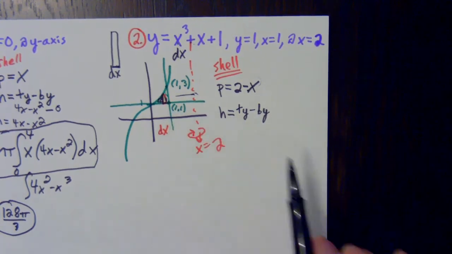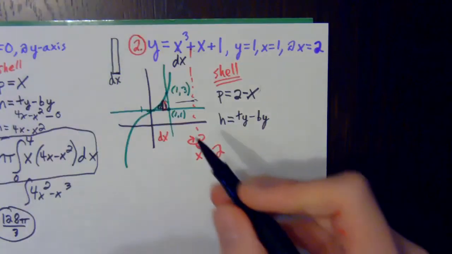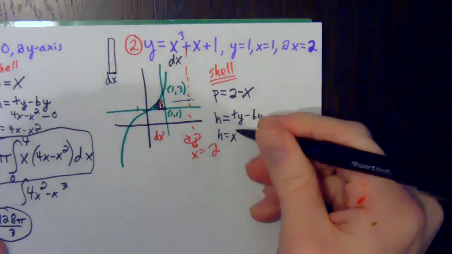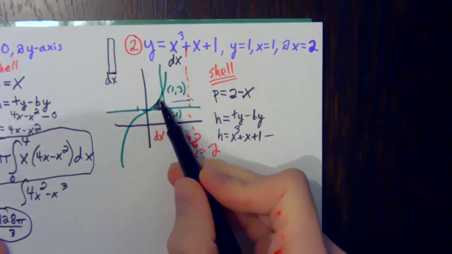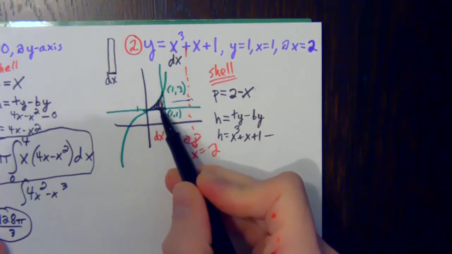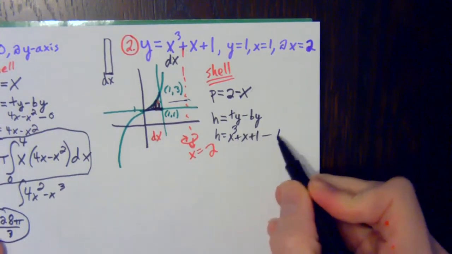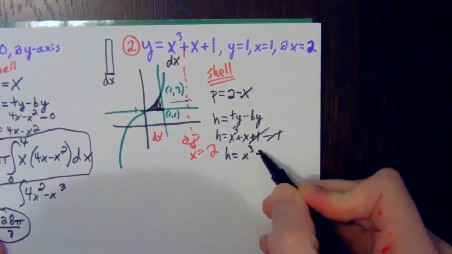So when it's up and down, I'm going to go top y minus the bottom y like we talked about here. The top y is your actual equation, that main formula, and the bottom of that rectangle is that y equals 1 line. So I had y equals that, and then those ones cancel out. So here's our h value.